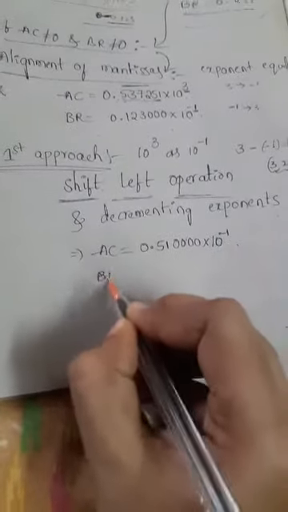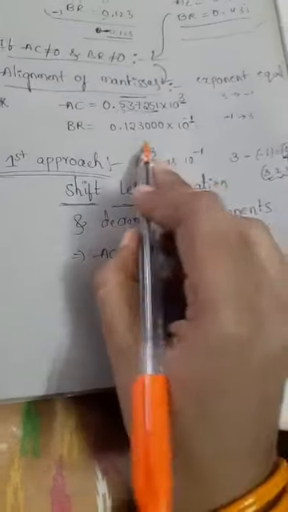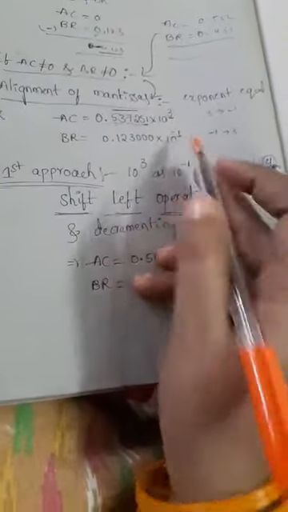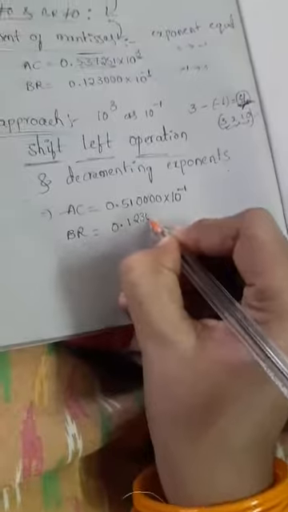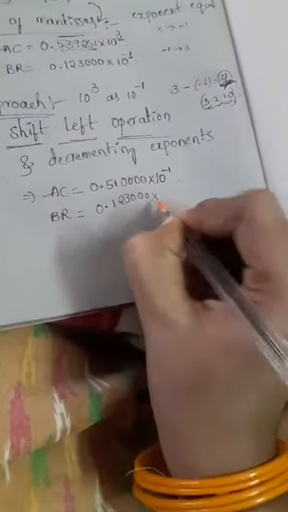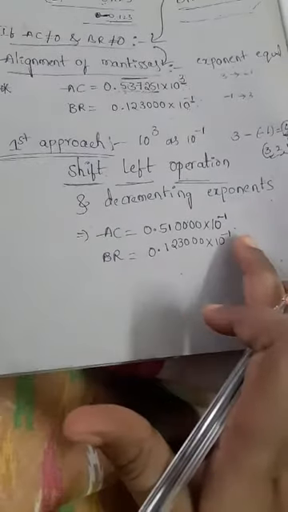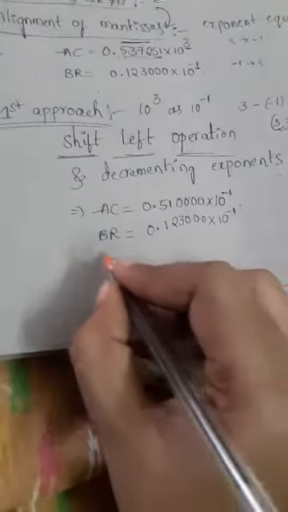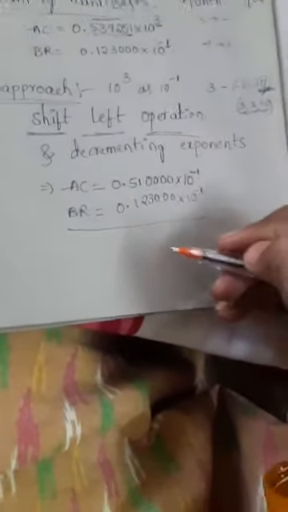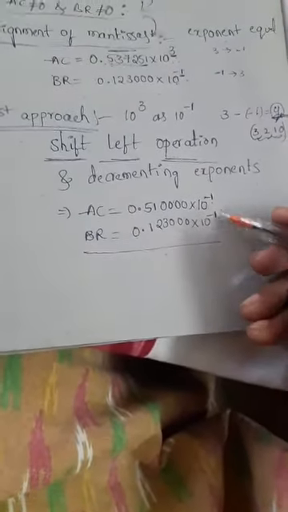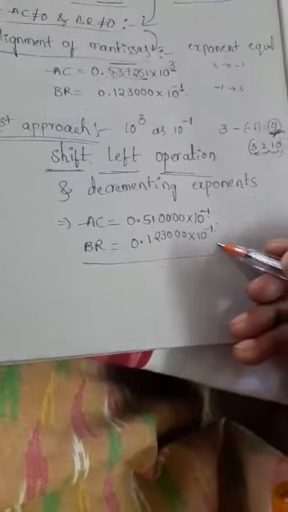Okay, so now let us take the second number. BR is equal to, this second number is already in 10 power minus 1, so no need to change that value. You can directly consider it as it is. 1, 2, 3 and 3 zeros we have into 10 power minus 1. So now both the exponent values will be equal. So after alignment of the mantissas, we will go on to perform the addition and subtraction operations.